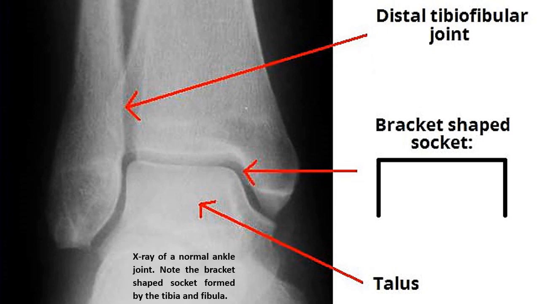Now this is an X-ray showing a normal ankle joint. You will see the bracket shape. Now this is what you see in hospital with the patient. You can see a strong ligament called the tibiofibular ligament that connects the tibia and the fibula. You will see the socket, the bracket, shaped like a mortise, and you see the talus fits inside, so it's a very interesting joint.